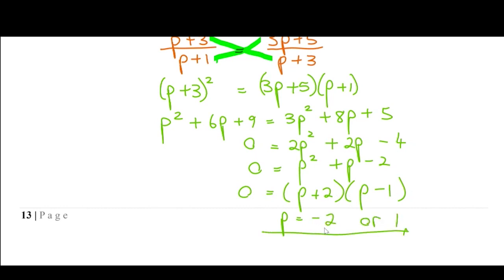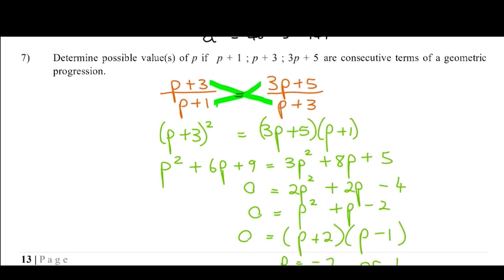That's the answer, but I would be tempted to just put those p values into the original expression here and just see what this thing actually looks like. If p is -2, our three terms are going to be -1, 1, -1. Those are definitely in geometric progression. We're multiplying by -1 to get from one term to the next. Alternatively, if p is 1, our terms work out to 2, 4, 8, which is also an alternate but definitely legitimate geometric sequence with a common ratio of 2.